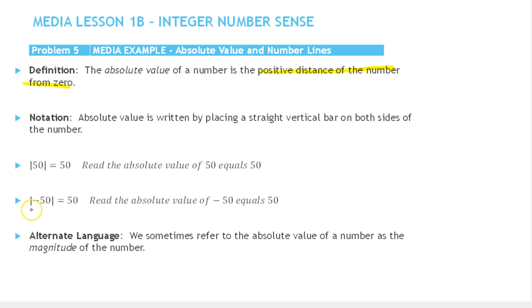Similarly, this one reads the absolute value of negative 50. And it also equals 50. So negative 50 is 50 positive units away from 0.